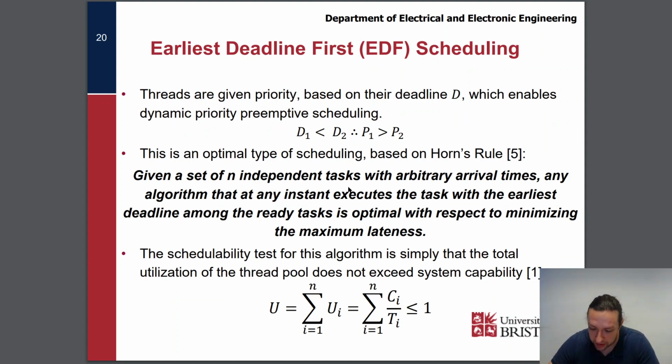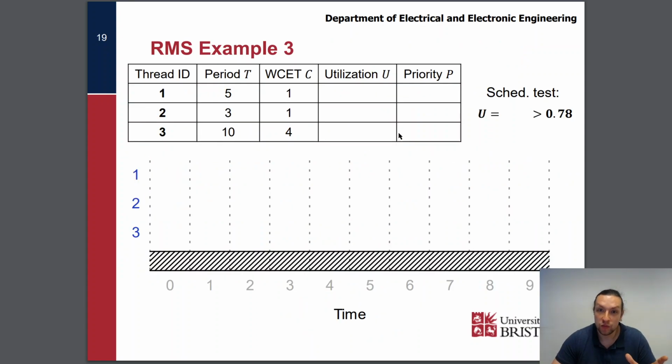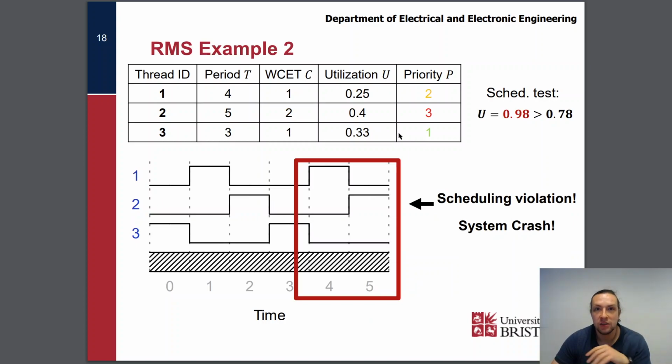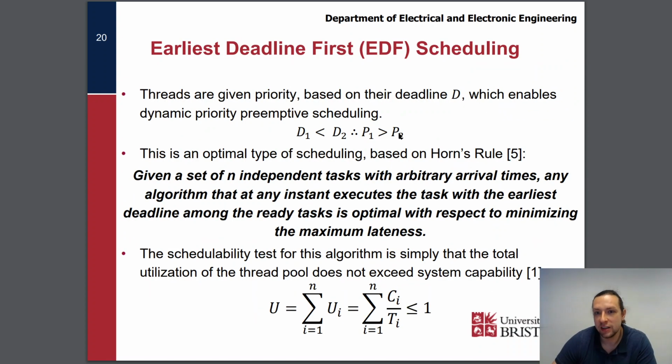So the next algorithm we're looking at is earliest deadline first scheduling, where the threads are given priority based on the deadline, which enables dynamic priority preemptive scheduling, right? So if the deadline for thread 1 is less than the deadline of thread 2, then it has higher priority. And you can see that the priority of the threads is not pre-computed, where we just look at the table and calculate the priorities. This is more dynamic.